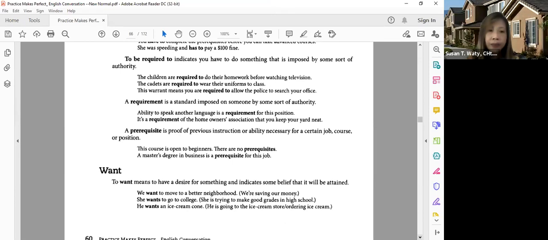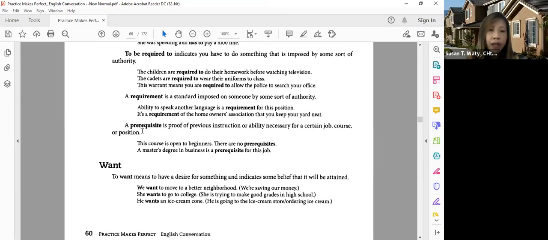All right, and then a prerequisite. That is a proof of previous instruction or ability. So that is the requirement for you to go to the next level. For example, a master's degree in business is a prerequisite for this job. So to be able to get this job, you need a master's degree in business.